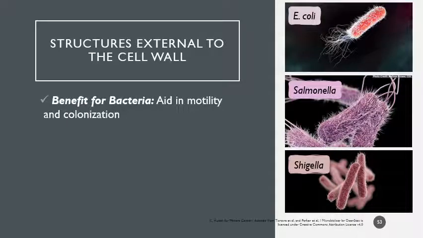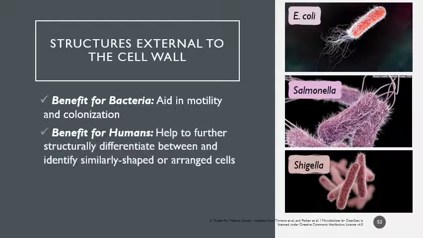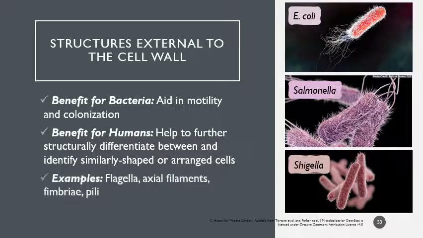For bacteria, the benefit of having these external structures is to aid in motility and colonization of the host. For us, we take advantage of those by being able to differentiate between very structurally similar organisms. Again, E. coli, Salmonella, and Shigella are all gram-negative rods. They would all stain exactly the same and look exactly the same, but if we can visualize the external structures, then we're really able to distinguish between them. Some examples of these external structures include flagella, axial filaments, fimbriae, and pili.